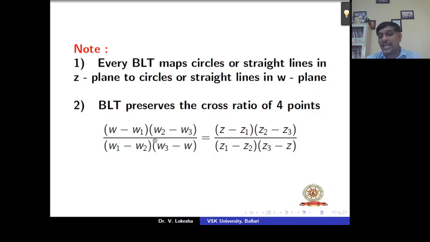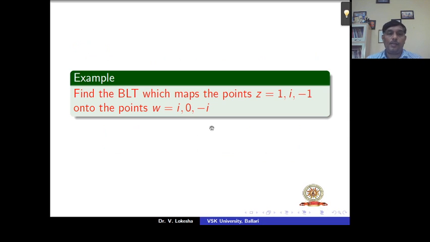A cross ratio also satisfies the bilinear transformation. That means (w − w1)(w2 − w3) / ((w1 − w2)(w3 − w)) is equal to (z − z1)(z2 − z3) / ((z1 − z2)(z3 − z)). In the bilinear expression, we can also use this cross ratio formula.